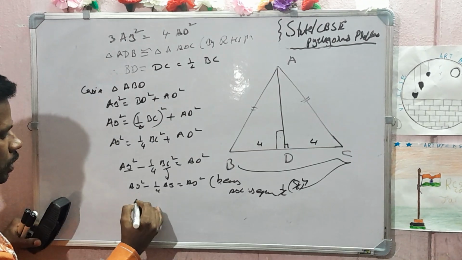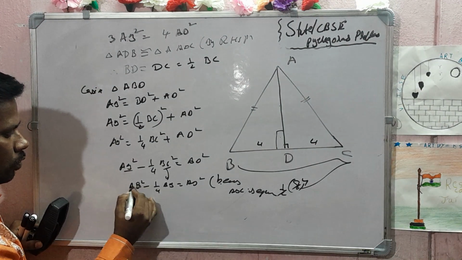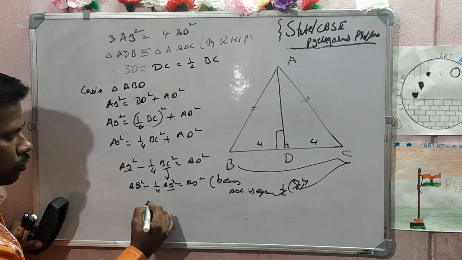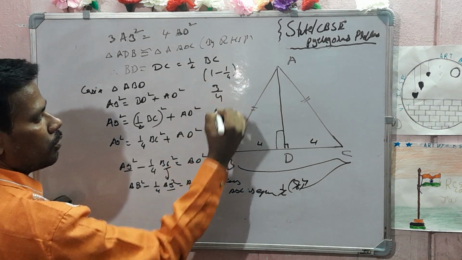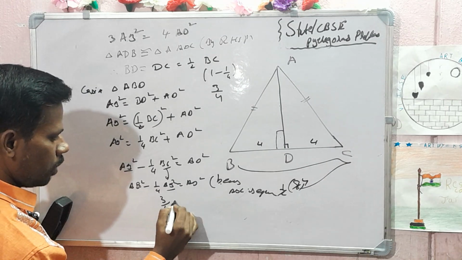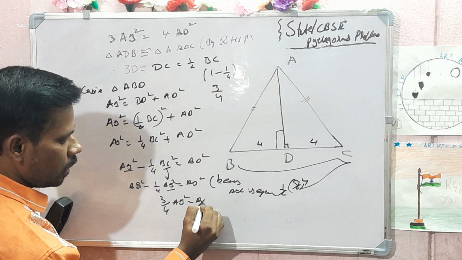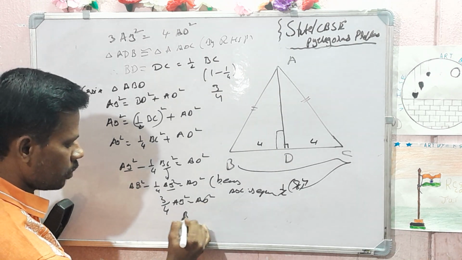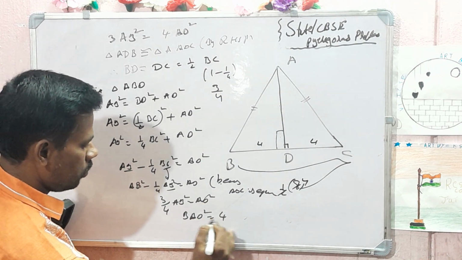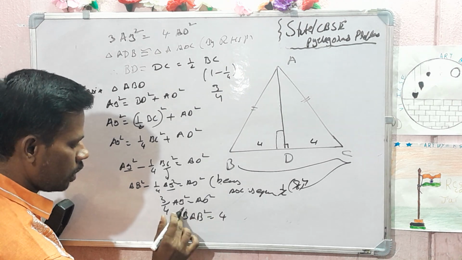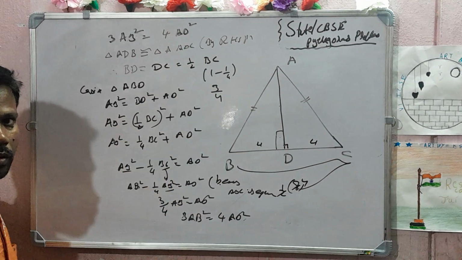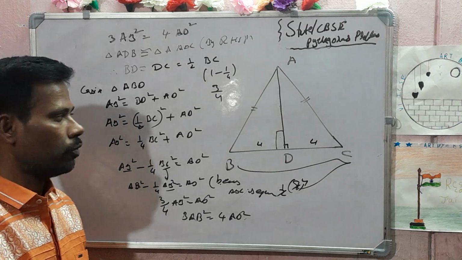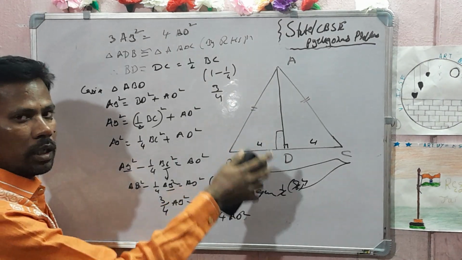Write down that step. So take the LCM. AB square, both are the same. 1 minus 1 by 4 is nothing but 3 by 4. So 3 by 4th AB square is equal to AD square, right? So 3AB square is equal to 4AD square. Hence the problem. Very simple. There is no confusion in this.